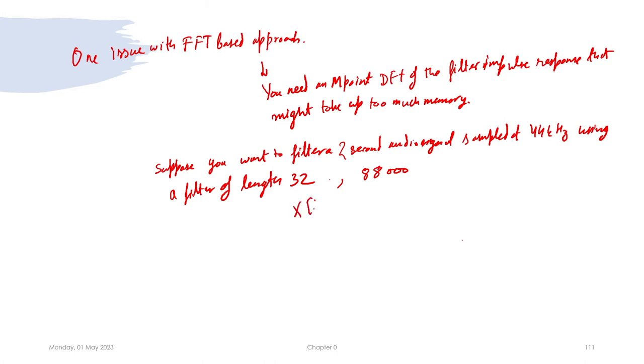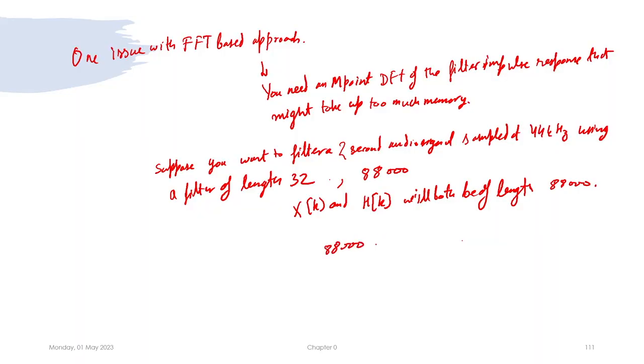So x[k] of length approximately 88,000, and we need to store this in the computer's memory. Whereas if we consider the simplistic linear convolution, that multiply and add method, then we wouldn't require 88,000 samples for h[n] and x[n]; just 88 for x[n] and 32 for h[n]. So in that case, memory requirements will be much smaller.